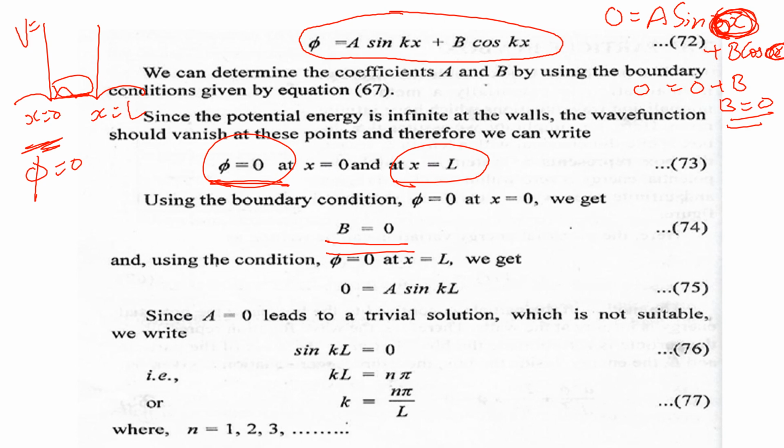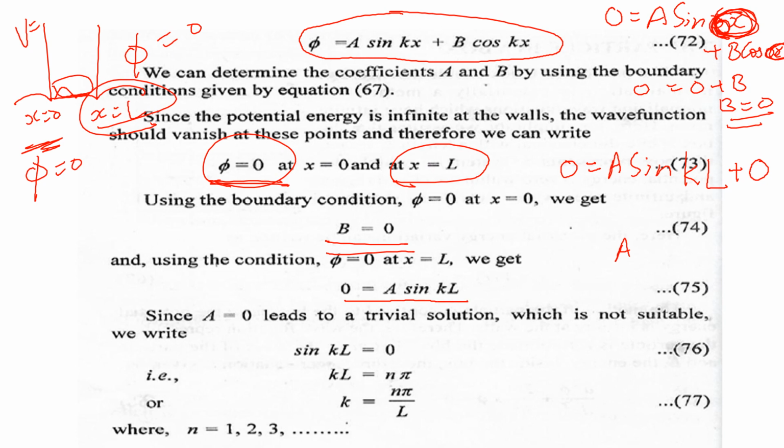Now applying the next boundary condition. What is the next boundary condition? At x equal to L, phi is equal to 0. So we are going to apply that. 0 equal to a sin kL, because x is L, right? Plus b cos kx. No need to write that again, because we already determined the value of b as 0. So this gives a sin kL equal to 0.